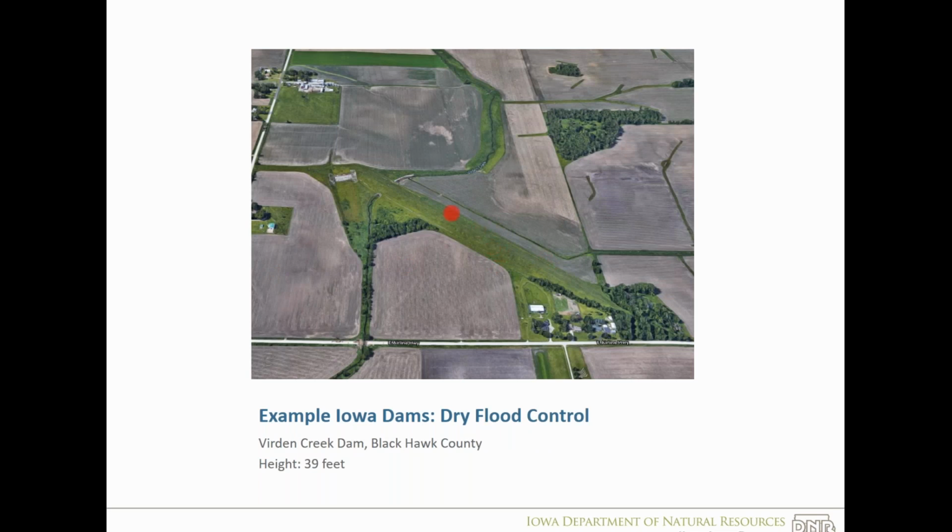And then not all dams hold water on a permanent basis. Here's an example of a dry flood control dam. This is in Blackhawk County, Virden Creek Dam. From the north here, from above, Virden Creek flows in. When Virden Creek is in a high flood stage, the dam goes into action and stores water up in this farmland and reduces flooding impacts to the city of Waterloo.